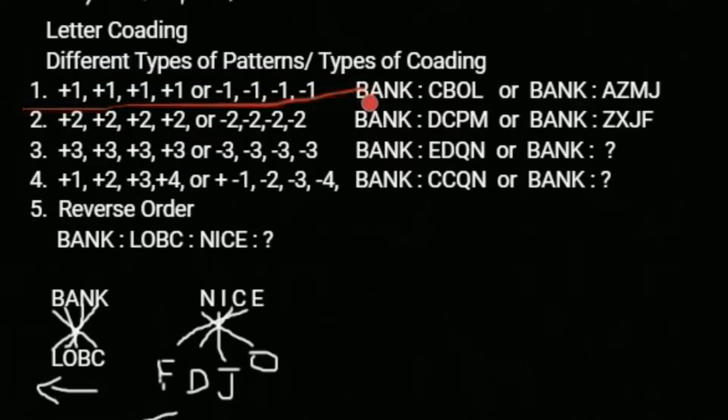Yes, sir. Now tell me, BANK and CBOL, what is the pattern being used? The next letter comes, sir. Like after B, C letter comes, and after A. Right. So that it is plus 1, correct? Yes, sir. Now see this: BA, NK and AZ, MJ. What is the pattern being used?